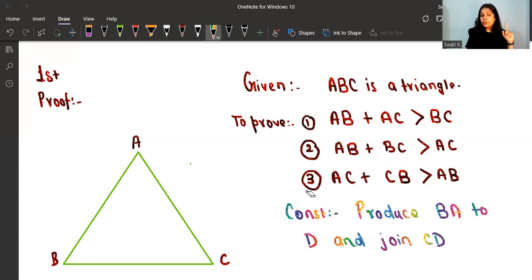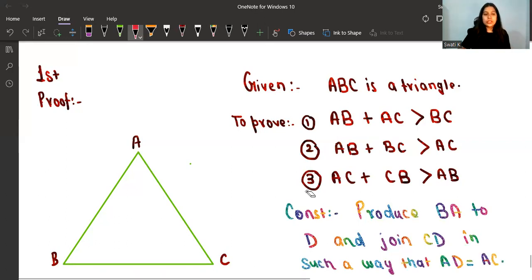Also, we have to produce BA to D in such a way. So produce BA to D and join CD in such a way that the length of AD will be equal to the length of AC. That's our construction. So let's do the construction.